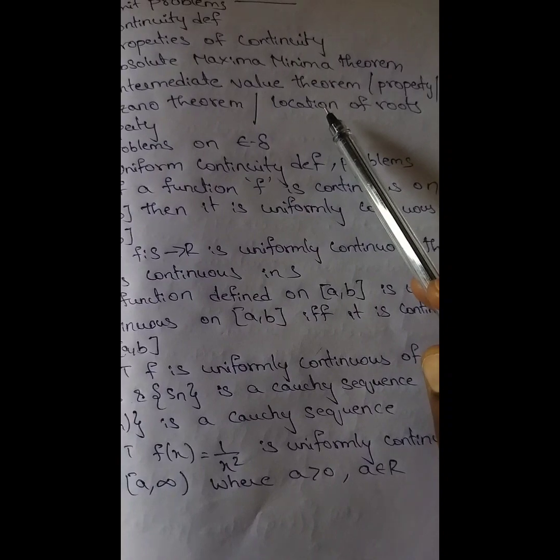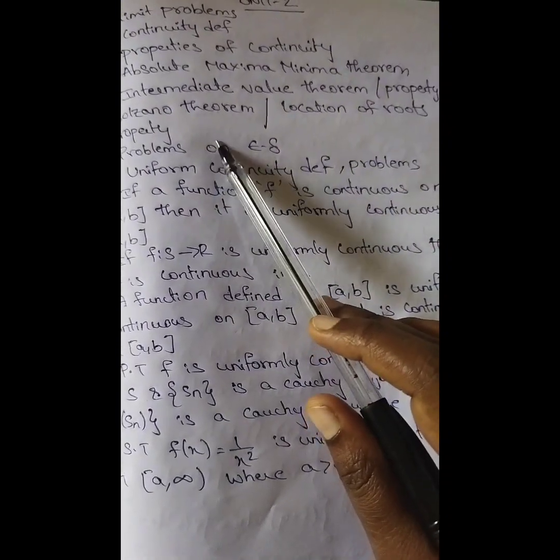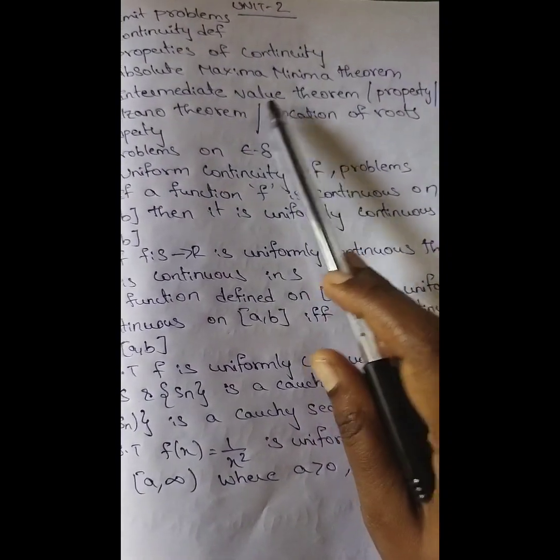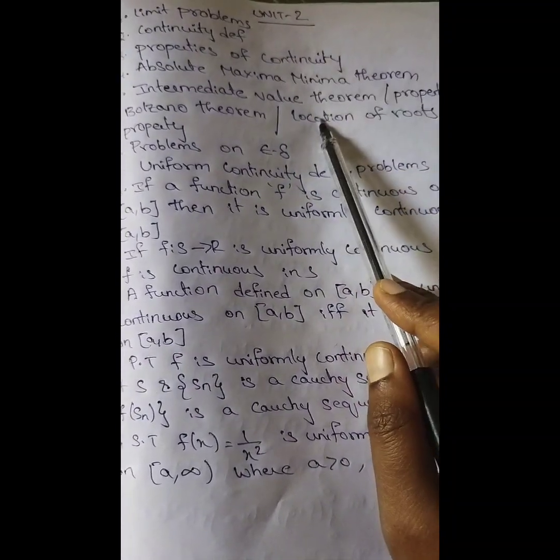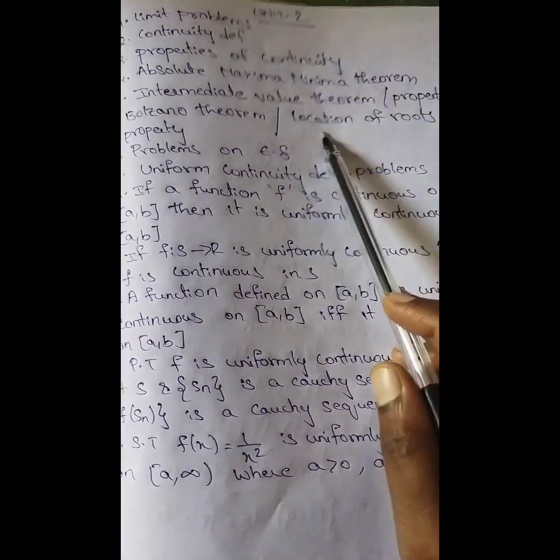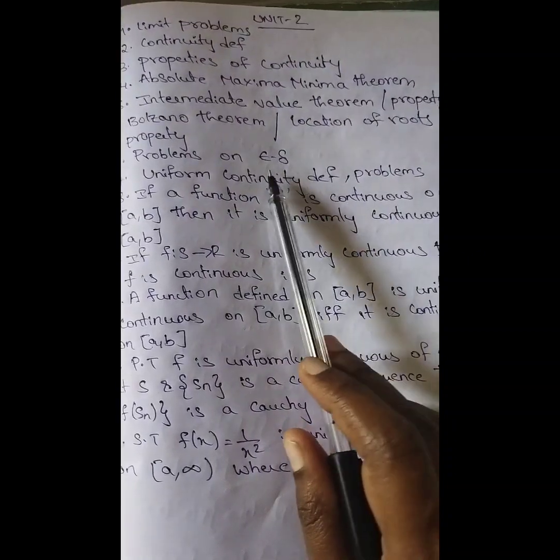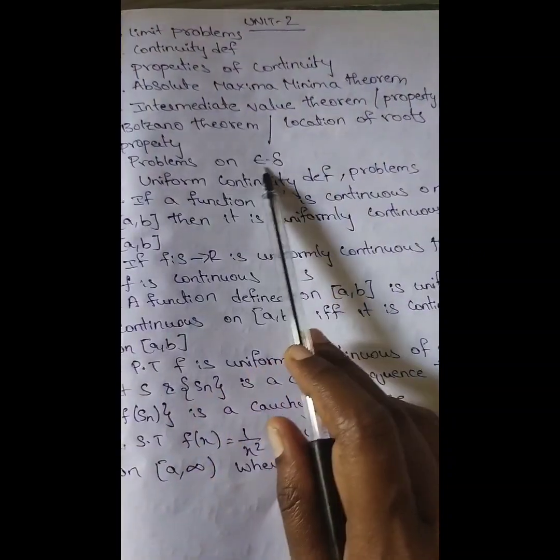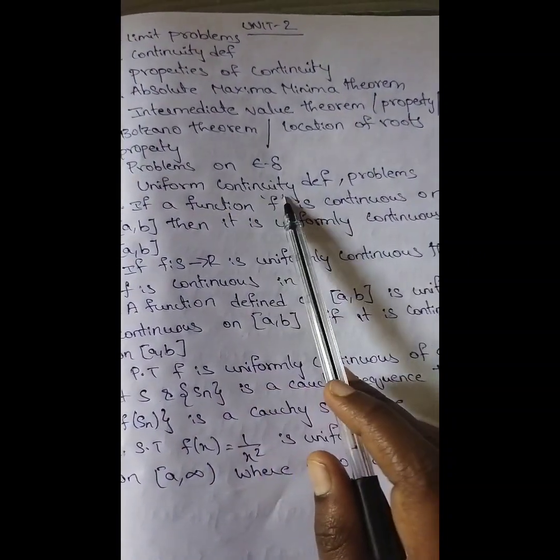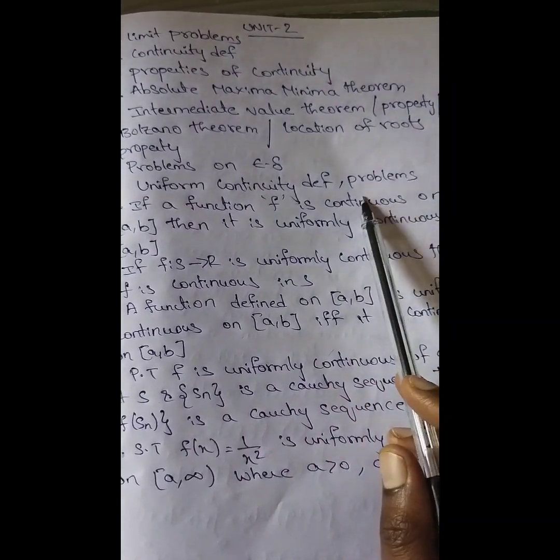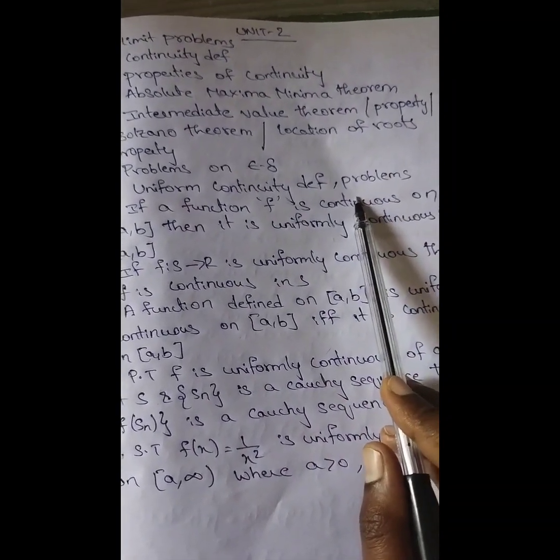Next, Bolzano theorem or intermediate value theorem property. Location of roots property, means same theorem only, intermediate value theorem. This is also very important, 4th and 5th. Next, problems on epsilon delta. You can expect for short answers. Next, uniform continuity definition and related problems also you can expect for short answers.